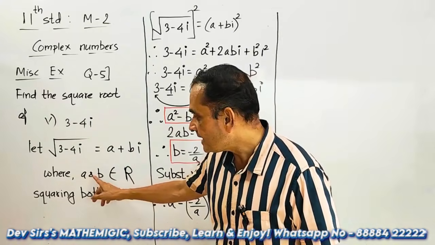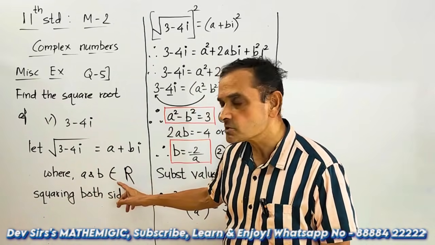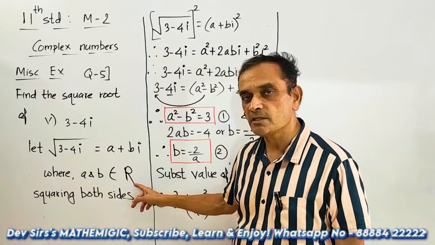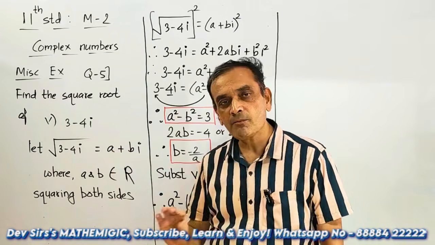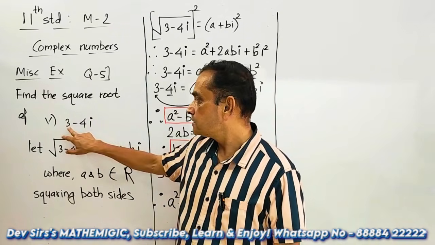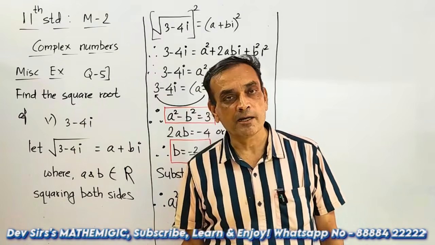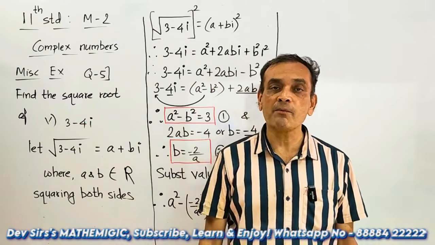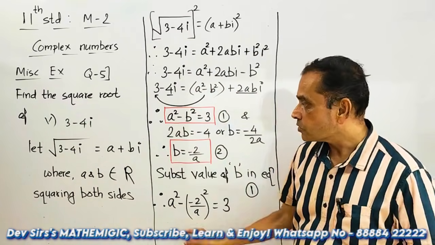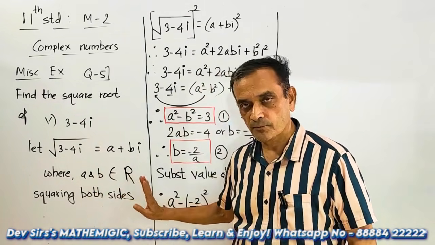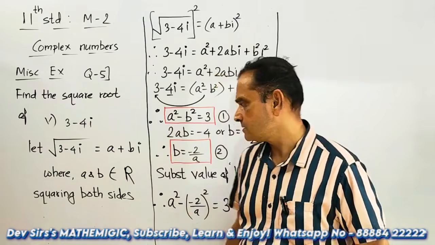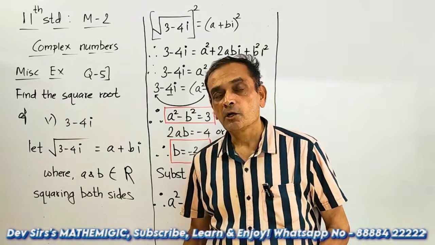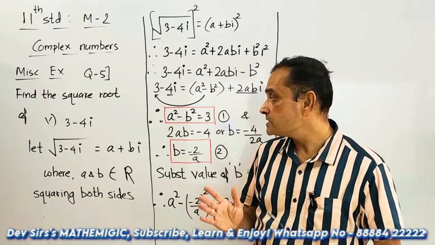Where a and b, this symbol means belongs to the set of real numbers. R means real. यानी a और b real number ही हैं. Like over here, 3 is a real number, minus 4 is a real number. But when minus 4 is combined with i, it is called an imaginary number. So a and b themselves are real. Just a way of writing. Clear?